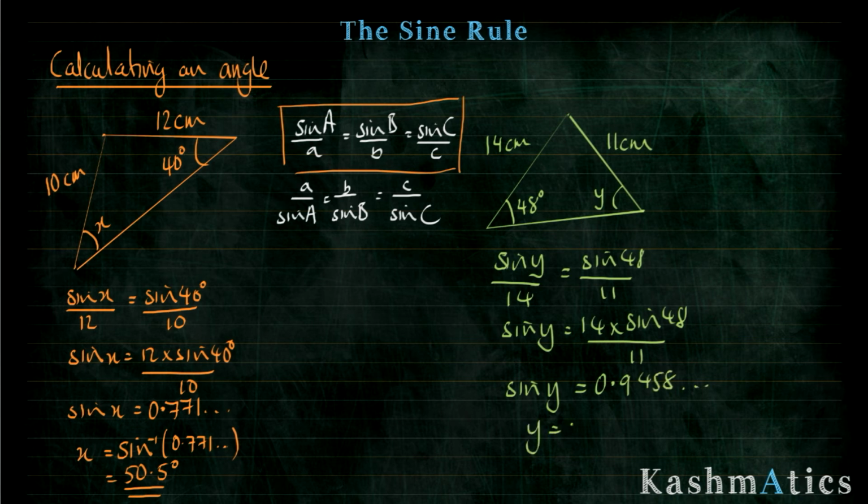So y is equal to the inverse sine of 0.9458, remember you can just press the answer key there, equals 71.1 degrees. Okay, so try that, see if you can get the answers, learn how to use your calculator, and especially the answer key is really useful, because if you can use the answer key effectively, it gets rid of any errors, okay, and you get a much more accurate answer.